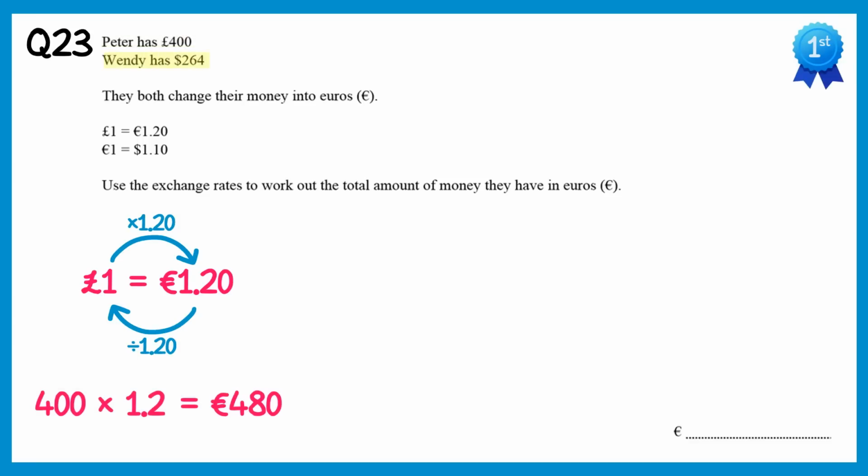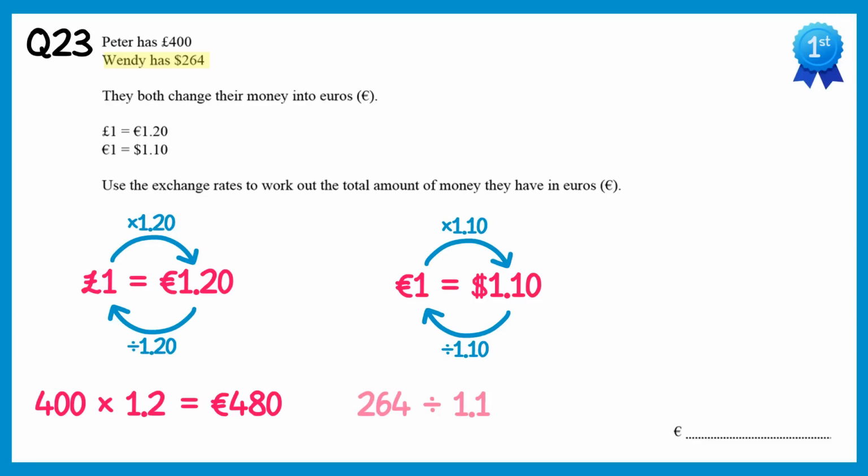Now we'll move on to Wendy, who has $264. The exchange rate here is €1 equals $1.1. So to go from euros to dollars, we multiply by 1.1, and to go from dollars back to euros, we divide by 1.1. Since Wendy has dollars, we're going back to euros, so we divide by 1.1. So $264 divided by 1.1 gives you €240. The question wants to know how many euros they have in total, so 480 add 240 gets you €720.